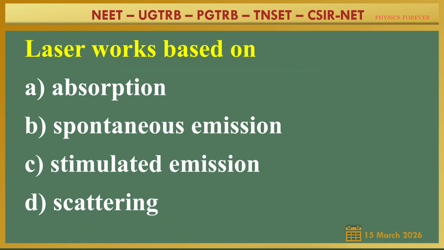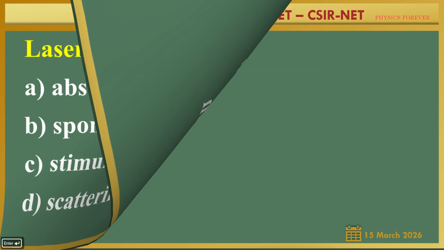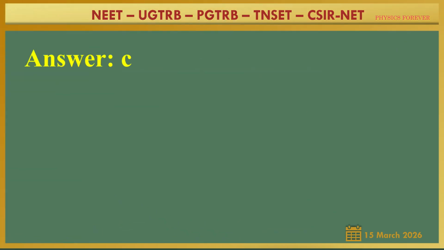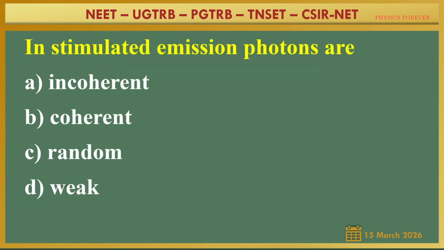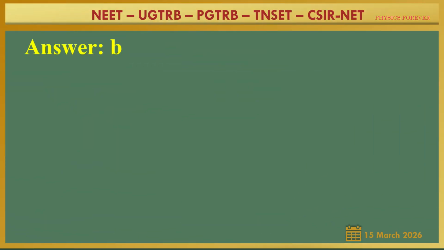Laser works based on stimulated emission, this is the most important point. So answer C is correct. In stimulated emission, the photons are not random; incoherent is only for ordinary light. The stimulated emission photons are coherent, that is, they have the same phase. So answer B is correct.